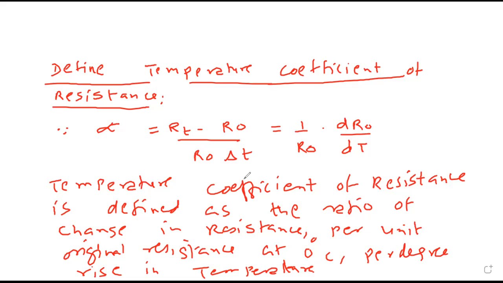Written? Okay. The SI unit is per degree Celsius or Kelvin raised to minus 1.